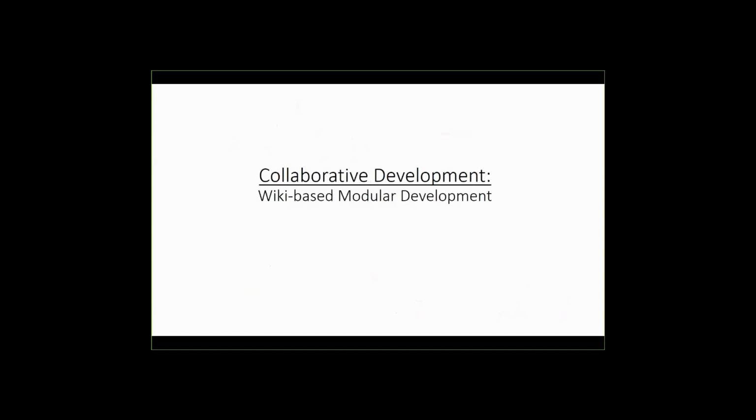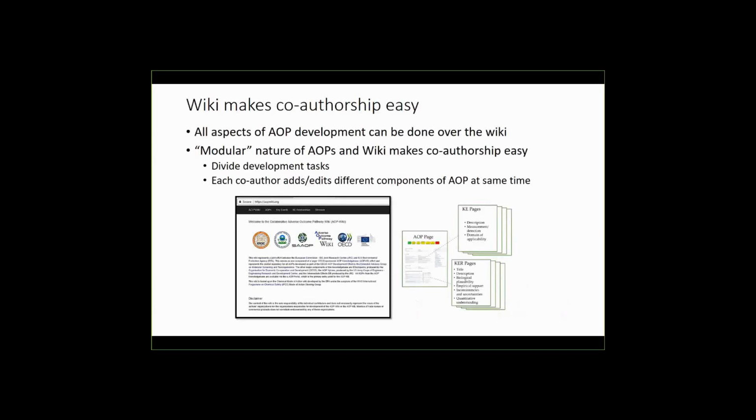So the first aspect of collaboration I want to talk about is collaborative development. And as Kate mentioned, the most common way to develop AOPs is through the AOP Wiki. Now, almost all aspects of AOP development can be done through the Wiki. And as we've mentioned, the AOPs were designed in a modular way so that the AOPs themselves can be broken down into smaller, more manageable components, such as the key events themselves or the key event relationships. And this allows the groups to divide the work between each other.